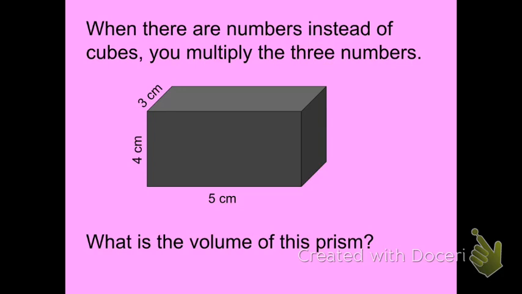You ready for it? To find the volume of this kind, let me change colors so you can see it. To find the volume of this kind, we're simply going to multiply the 3 together. 3 times 4 times 5. Anybody know what that is? 3 times 4 times 5? Okay, 60 centimeters, and they are what? Cubed. Very good. 60 centimeters cubed.